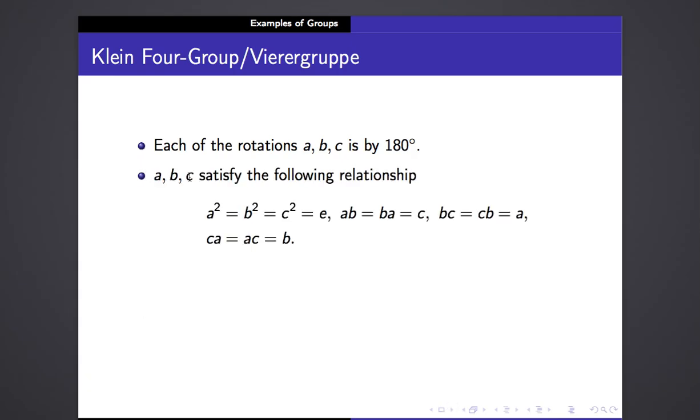And those three rotations, A, B, C, satisfy the following relationship. Okay, so A squared equals B squared equals C squared is E. E is what? Identity. E is the identity. A times B equals B times A equals C. B times A equals C times B equals A. And C times A equals A times C equals B.